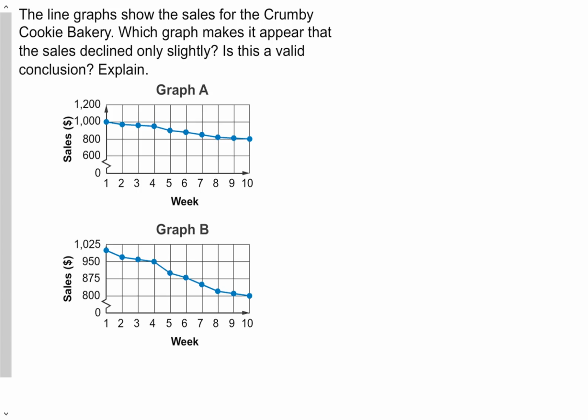The intervals are not the same on both graphs. Graph A appears to show a slight decline, while graph B shows a sharp decline, which means the bigger changes, bigger lines. Okay?